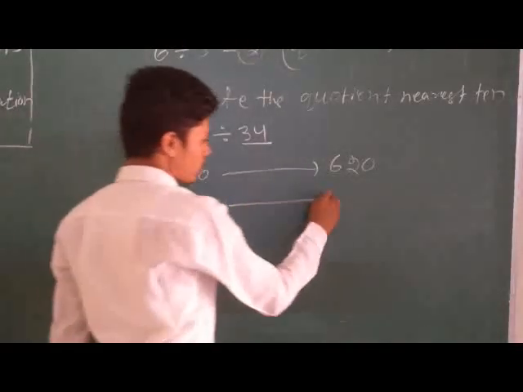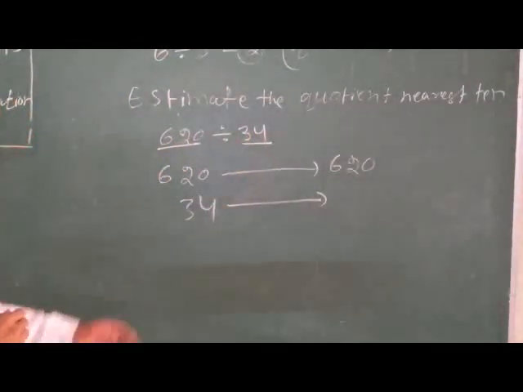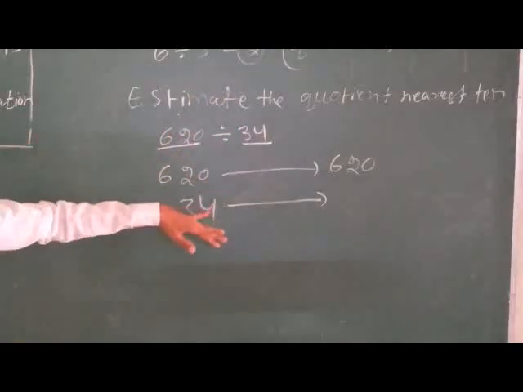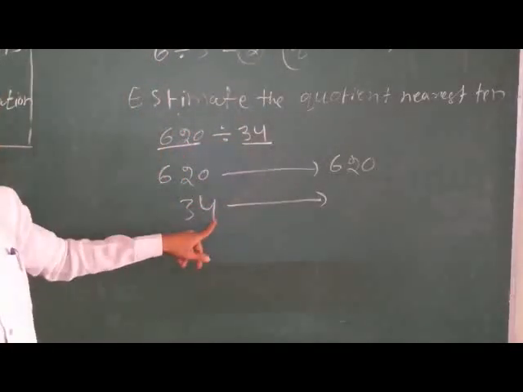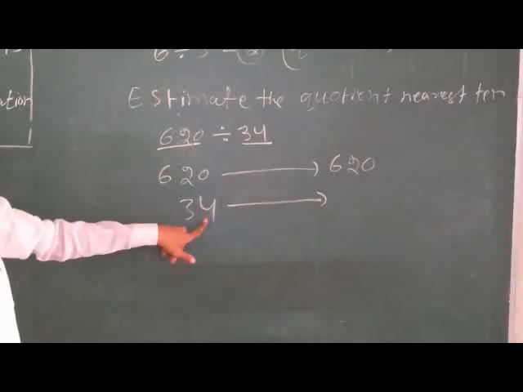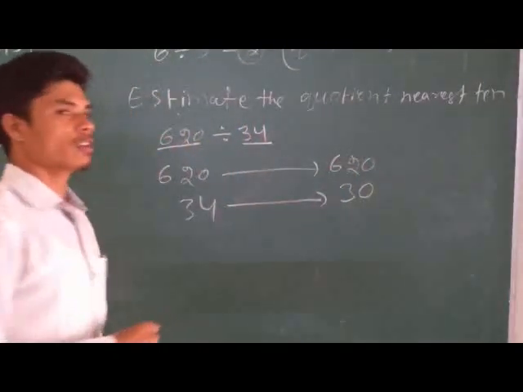Now, 34. How much is it rounded off? This one is 30. The digit 4 is there. Is it more than 5 or less than 5? Less than 5. That's why it is rounded to 30. Now you divide and get the quotient.